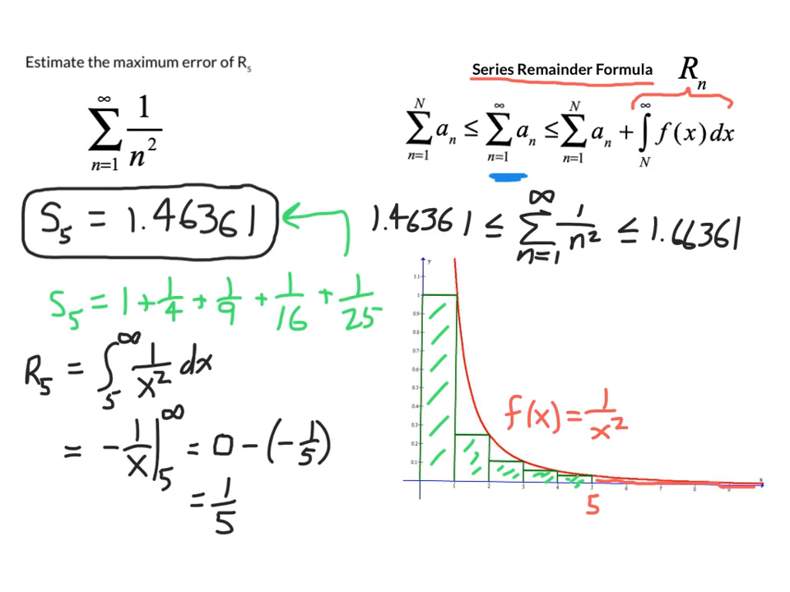Obviously, if we wanted a better estimate, we could use more terms. It would just be a matter of how accurate we need this to be. So there it is. It's an interesting and practical formula. It lets us calculate how accurate our partial sum estimates are of infinite series sums, which cannot be determined exactly.